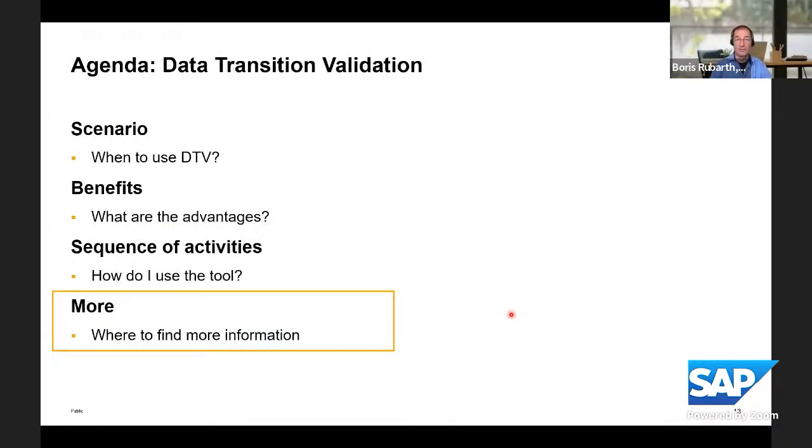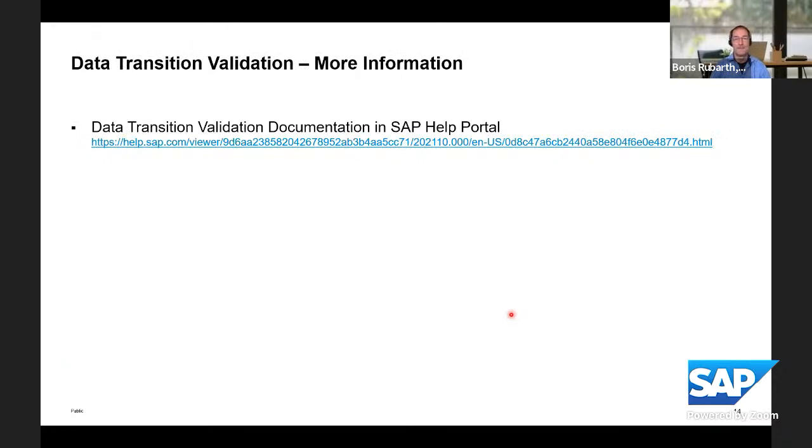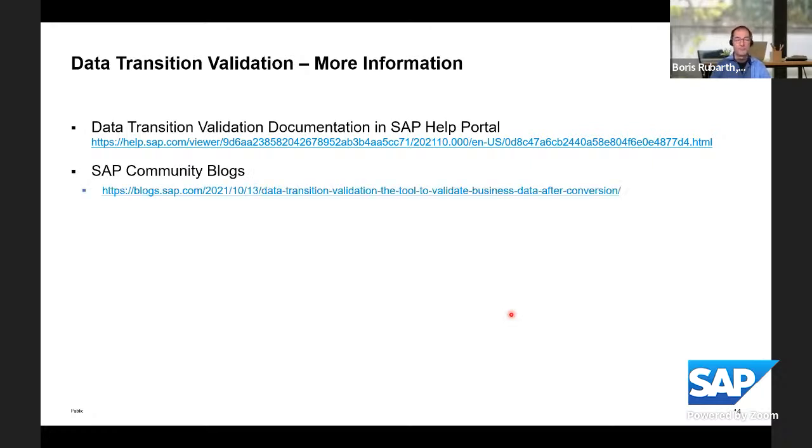At the end of our little journey on data transition validation, as the overview, where to find more information. So first of all, there is the guide on DTV to be found in the SAP Help portal listed here. Data transition validation documentation in the Help portal. Then in the SAP community, there are blog posts. I started with the first blog post, a very short basic overview, and Sheldon, a colleague, has created an excellent blog with much more detail. So I recommend the second one that is not written by me.